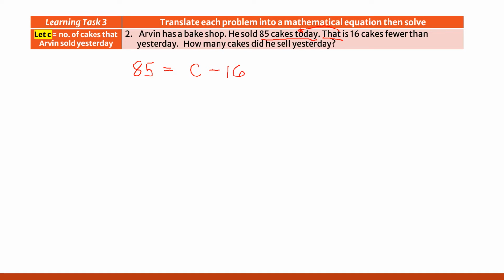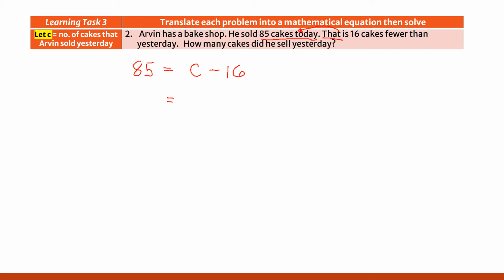So, how many cakes did he sell yesterday? Now, this is our equation, which is 85 equals C minus 16. Paano nga nangyari? 85, ito yung benta niya ngayong araw na to. Kung halimbawang pareho ang benta niya ngayon at kahapon, 85 equals C. Pero hindi ganun ang statement. Dahil ang sabi doon, that is, 85 is 16 fewer than yesterday, which we do not know. Diba? So with this, ano ngayon ang ating gagawin?